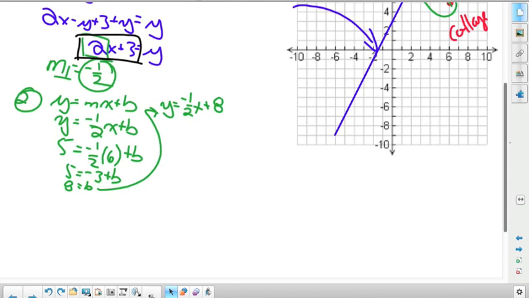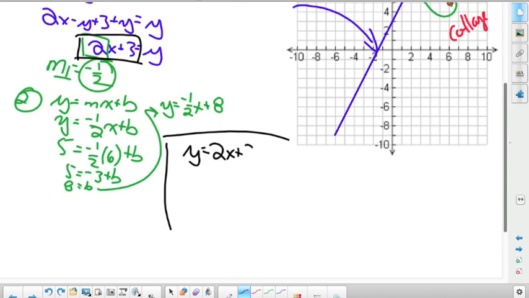Elimination. There's more than one method, because we learned that. So I'm going to do elimination. Here I have y is equal to 2x plus 3 minus y is equal to minus 1/2 x plus 8. When I subtract those, the reason I chose it is because I have y's by themselves, so I know y minus y is going to give me 0.